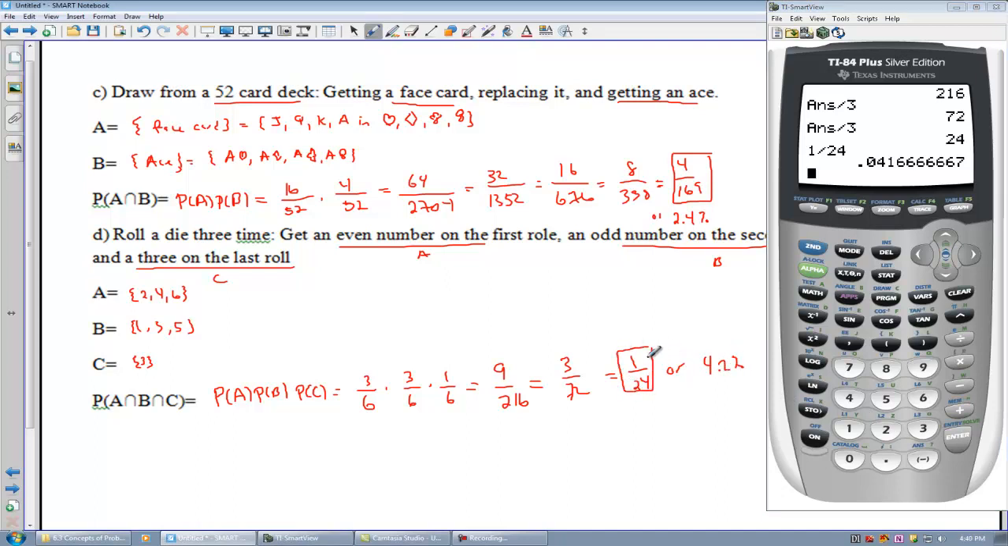All right, so if I roll a die 3 times, and I do this 24 times, I would expect that at least one of those times I should get an even number in the first roll, an odd number in the second, and a 3 in the last roll. Will I actually get that? Maybe, maybe not. But if I do it a lot of times, I would expect that 4.2% of the time this actually occurs.